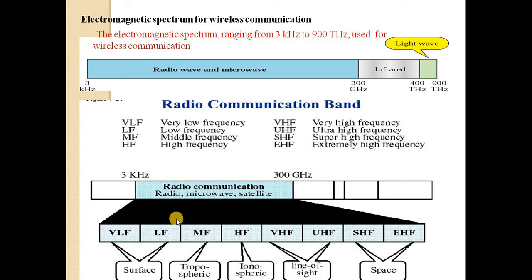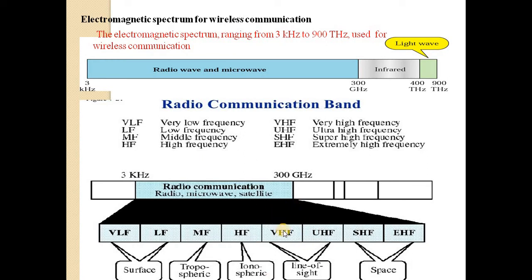Next is MF. MF means middle frequency, also called medium frequency, and it ranges from 300 kilohertz to 3 megahertz. Next is high frequency, that is HF. It ranges from 3 megahertz to 30 megahertz. Next is VHF.